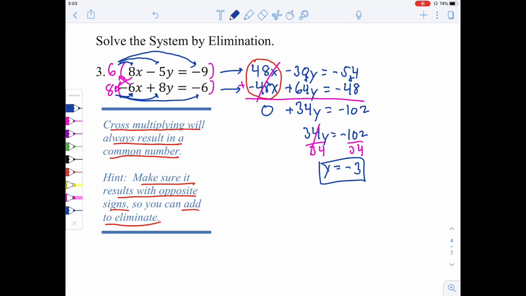Okay, so cross multiplying will always result in a common number. If all else fails, cross multiply it.